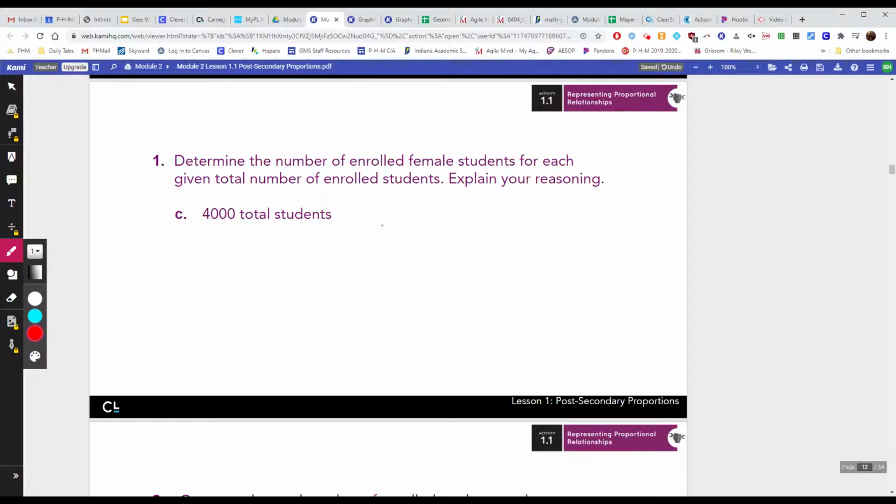Welcome back. Hopefully you had this proportion. So that's the proportion that would allow us to determine the number of enrolled female students. So we'd cross multiply 5x. 3 times 4,000 would be 12,000. And when we divide by 5 on both sides, we get 2,400 female students.